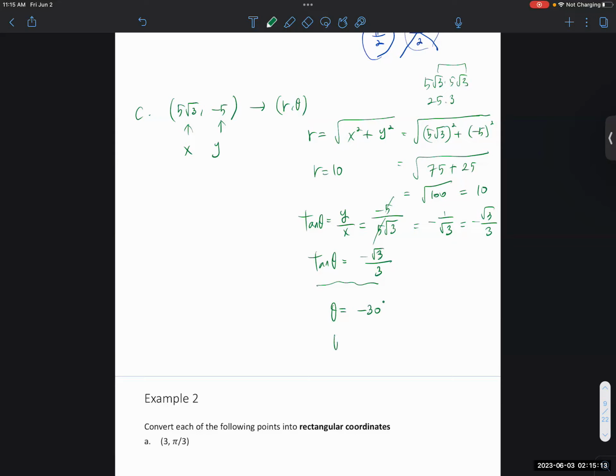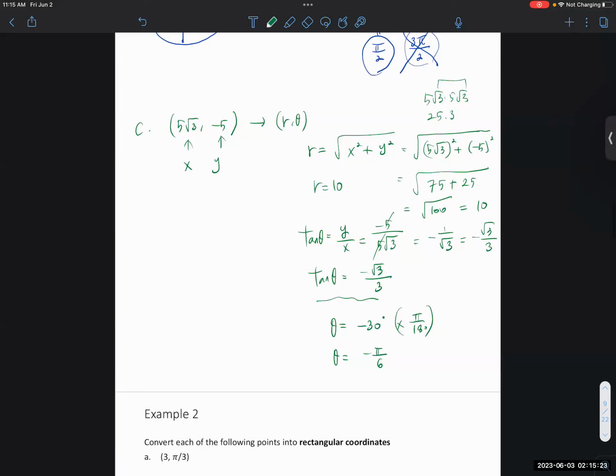And I can change it to radians. So as a radian, you multiply by pi over 180. That's how you convert from degrees to radians. It's going to be negative pi over 6. So what happened? The radius 10 is corresponding to 10 comma negative pi over 6. Those 2 points are located in the same position.